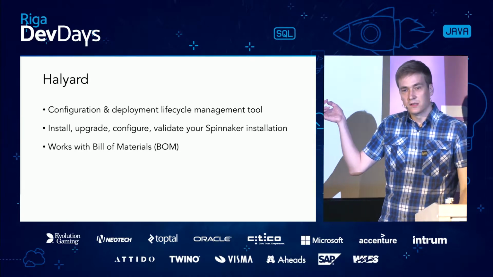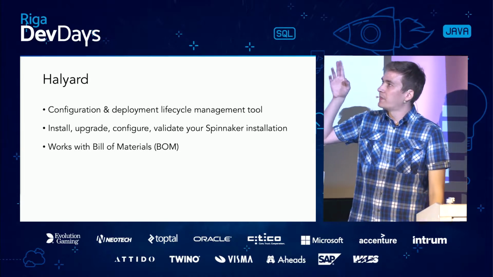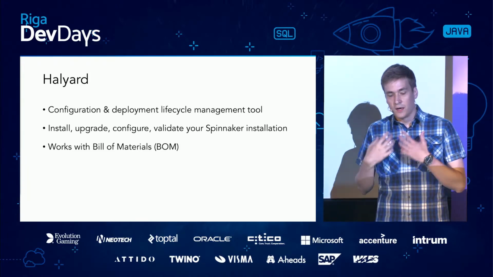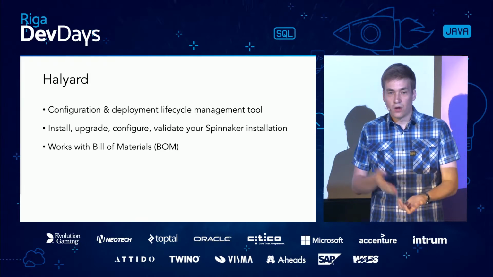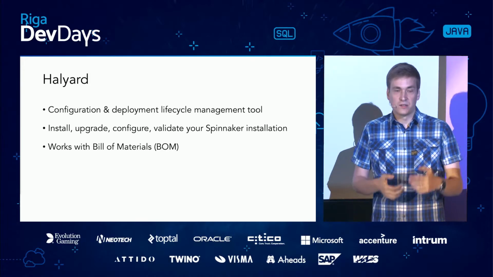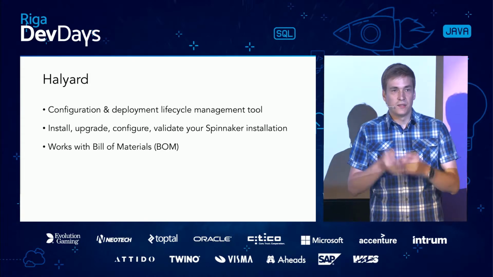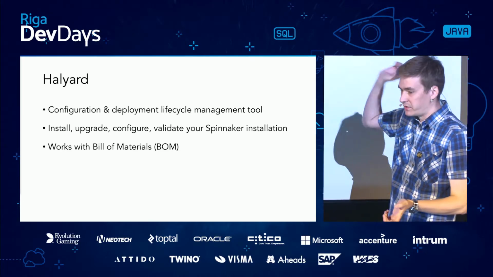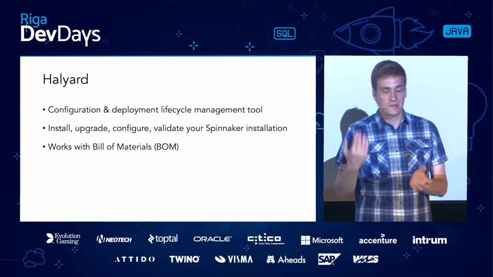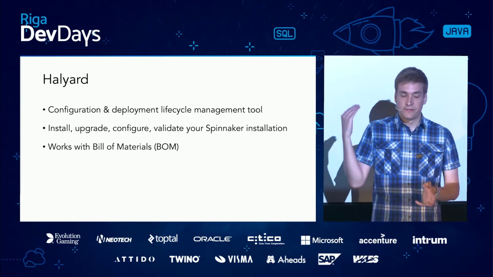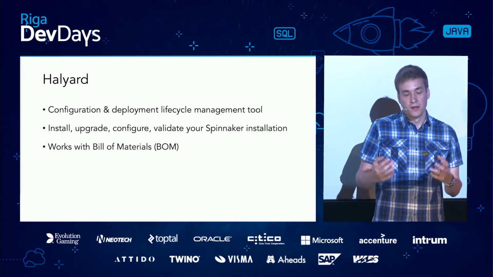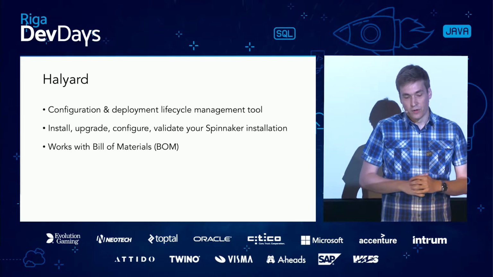Okay, so we also have one more thing. The Halyard service. That was for configuration and deployment lifecycle management. So it's really easy using that tool to install, upgrade, configure and validate your Spinnaker installation. And it uses some kind of bill of materials. So there's a lot of services there, and they have their own versions. So what you can do is you can use Halyard to just figure out what the right versions are, how they're working together correctly, and just have Halyard do all that stuff.